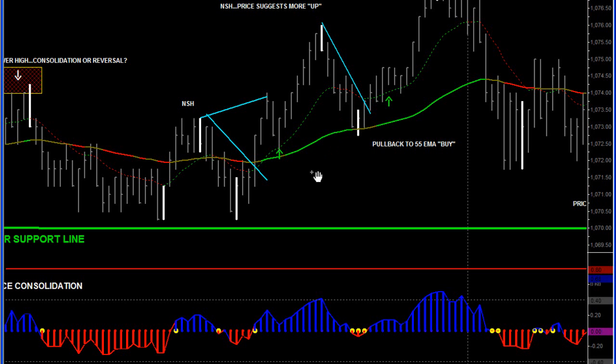It's always good to practice and review charts in the off hours, not during trading when you have real money on the line, because it's very difficult to learn at that point in time.